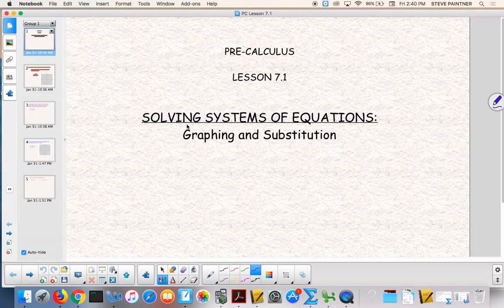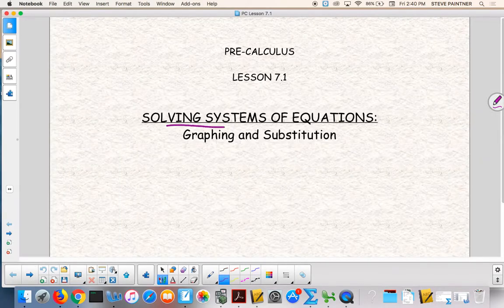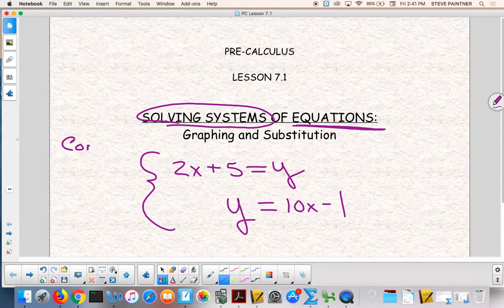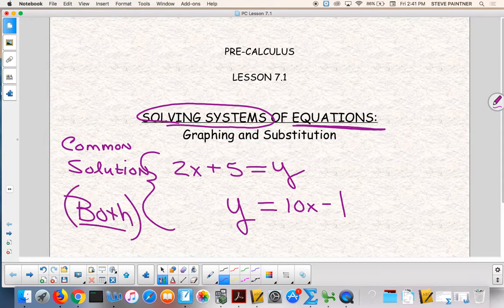We are solving systems. Okay, solving systems of equations. If you remember what it was, two equations, usually linear. I'll just put 2x plus 5 equals y, and maybe y equals 10x minus 1. Your job is to come up with the common solution, the common solution that works in both. Has to work in both equations to be a solution.